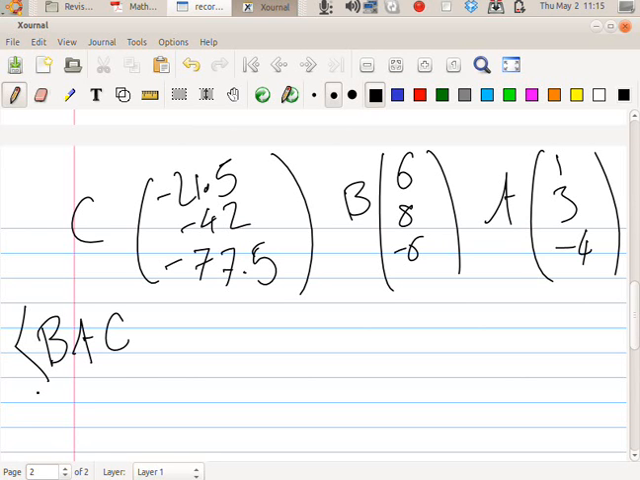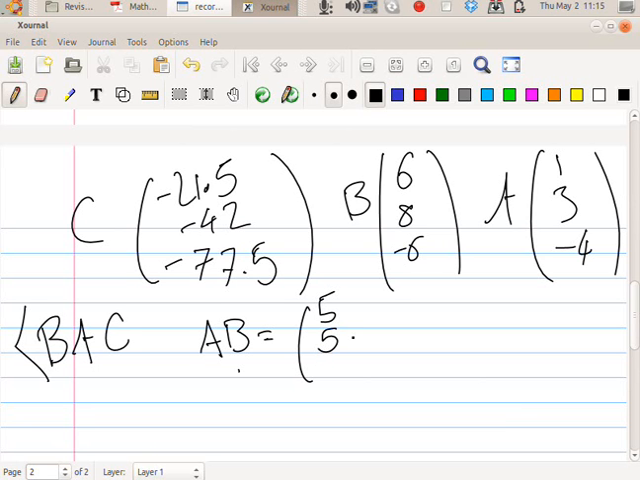Sit down, Joseph. So lastly now, they want the angle BAC. Cos theta. So first you have to find AB and AC. So let's do AB first. Or Jeff, maybe you can type it in the calculator. So AB is B minus A.